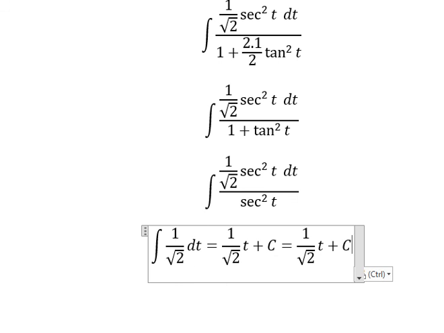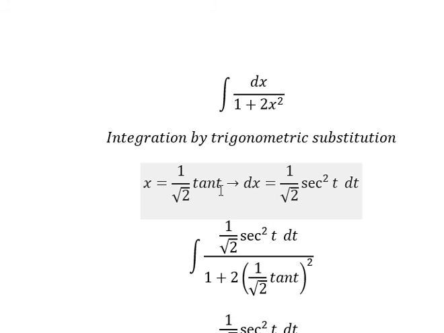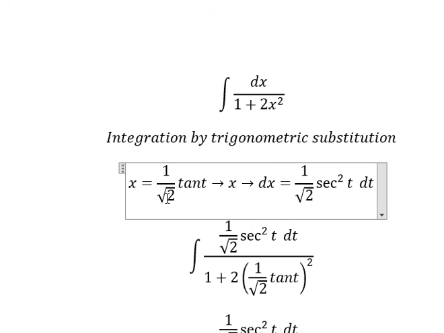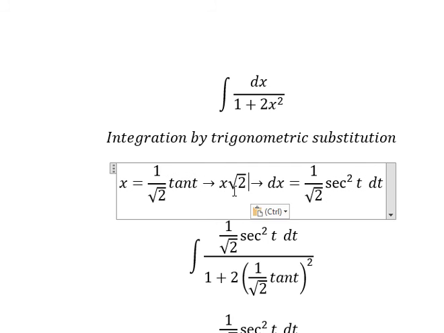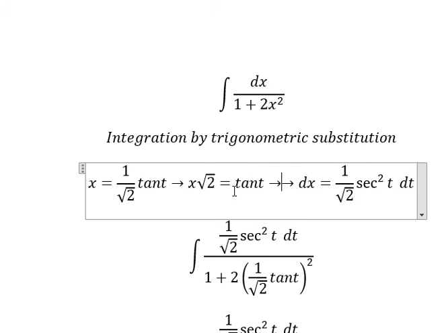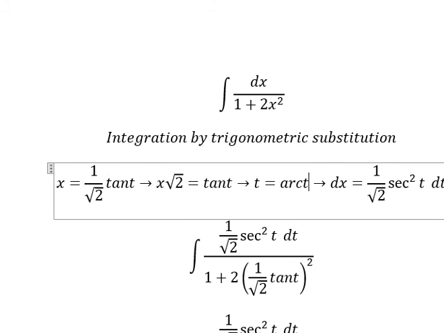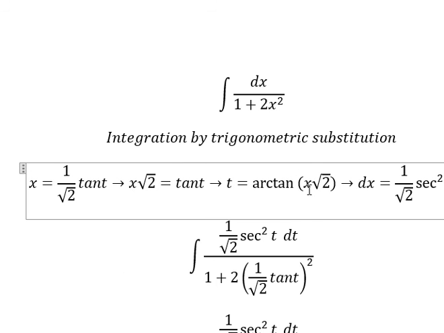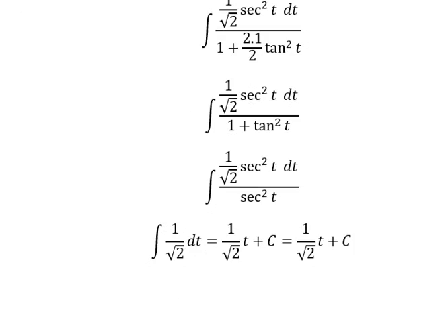For t in here, we go back to this one. So you got s multiplied with the square root of 2. And we got t equals arctan of this one. So we put this one to replace for t.